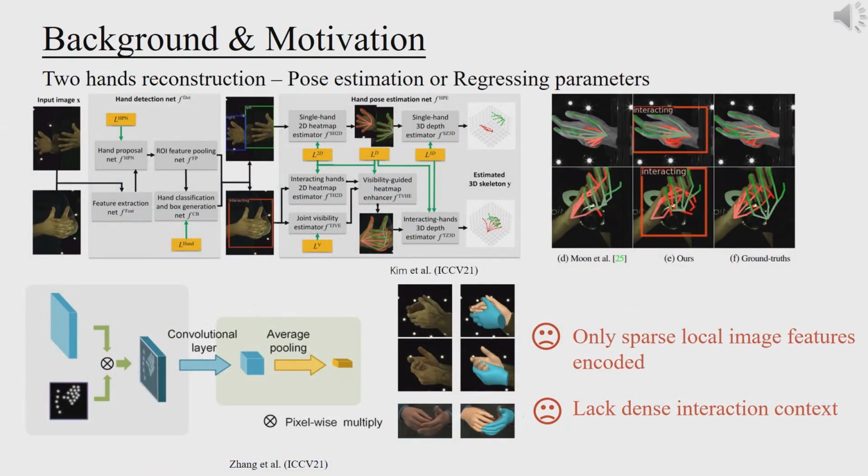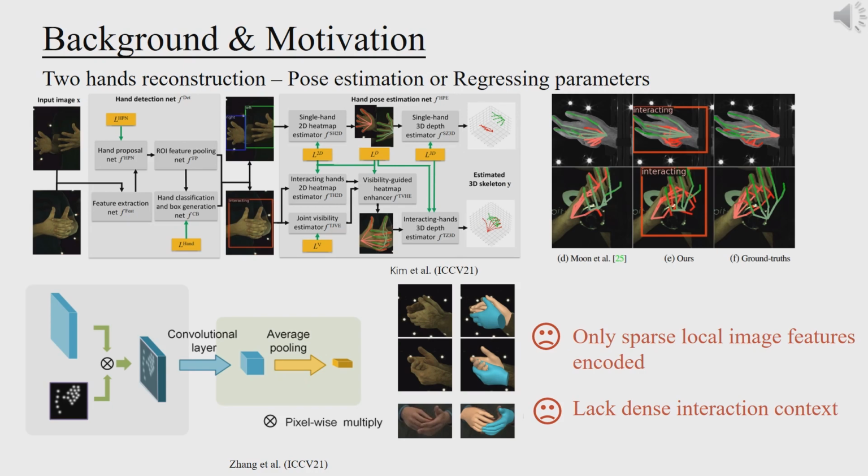Existing two-hands pose estimation or reconstruction methods either employ 2.5D heat maps to estimate hand joint positions or use them as attention maps to regress hand parameters. However, as hands are naturally 3D surfaces, sparse local image features encoded in the heat maps may not effectively capture hand surface occlusions and hand interaction context.